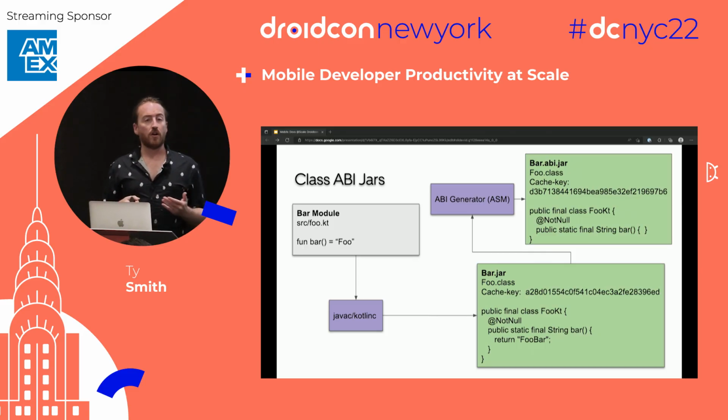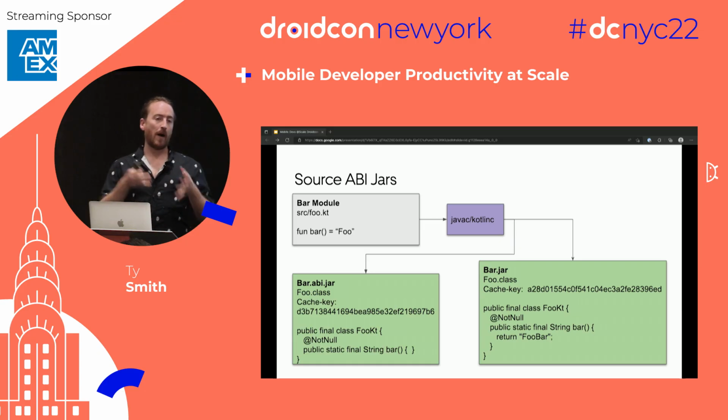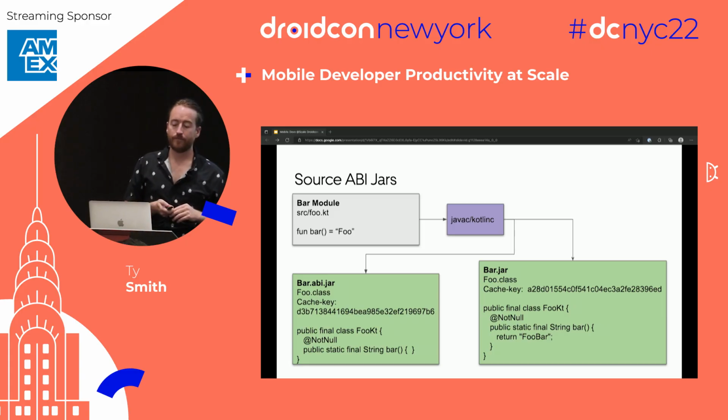A source ABI jar is similar, except it uses a compiler plugin that's built into Javac or Kotlinc. So you have your module, it goes into Javac, and then it outputs both the ABI jar and the regular jar at the same time. So this doesn't require that second step where we hand it over to an ASM stripper.